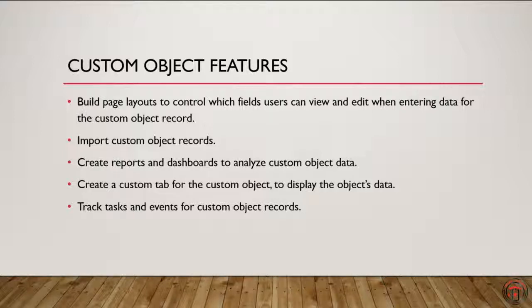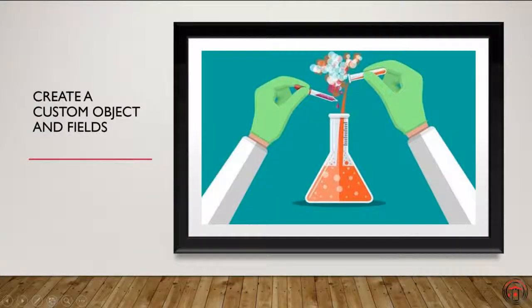The last one is creating tasks and events. So on these custom objects, we can actually create a task or event for future usage by the user. Now I hope you got some basic knowledge on what is an object, what are the different types of objects you have, and what is a field, right?